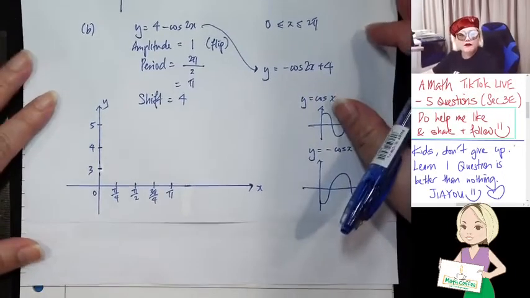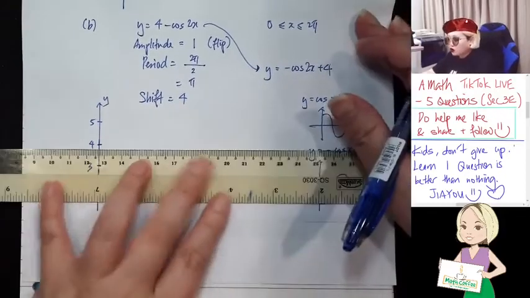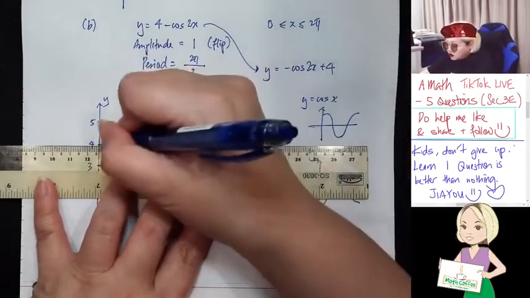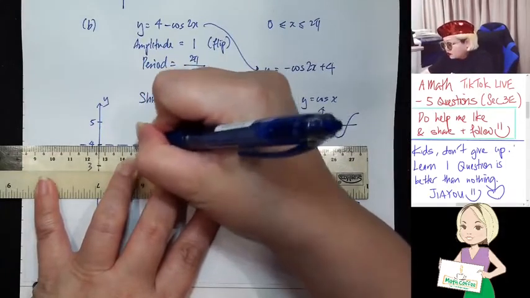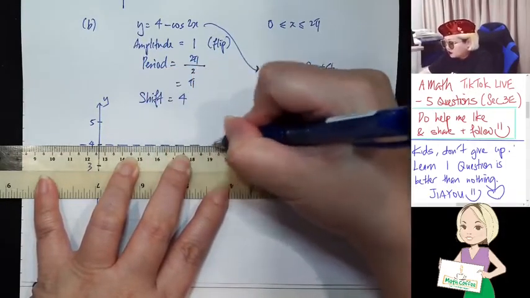So now I have my maximum and minimum, and don't forget to draw your new x-axis. Just draw a dotted line. Point, point, point, point, point, point, point, point, point.